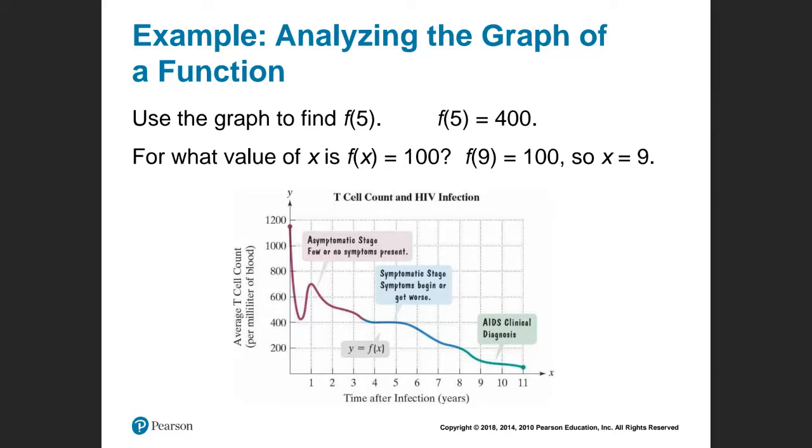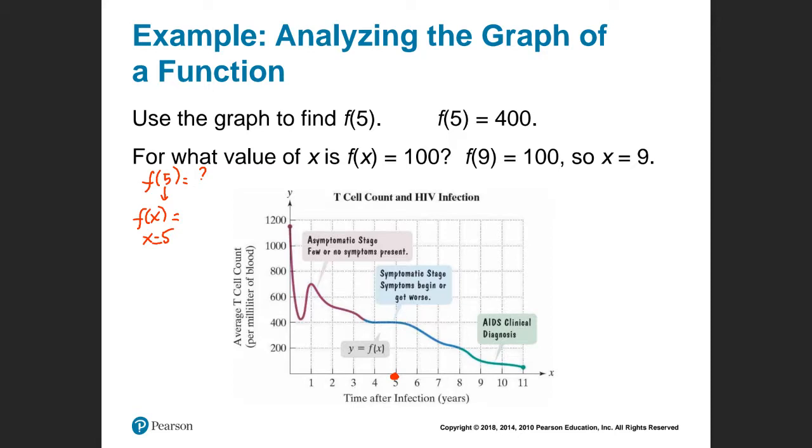Now go to the example. Use the graph to find f of 5. Look again here. What's the meaning of f of 5? It means this is f of x, so x equals 5. So look at f where x equals 5. This is x equals 5.